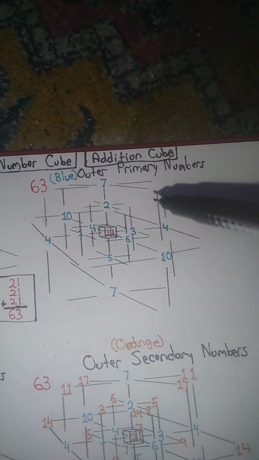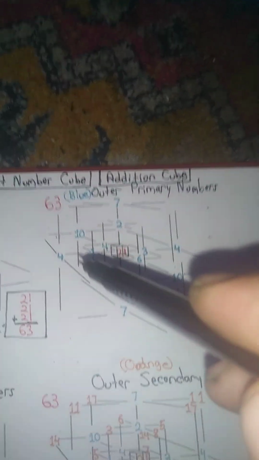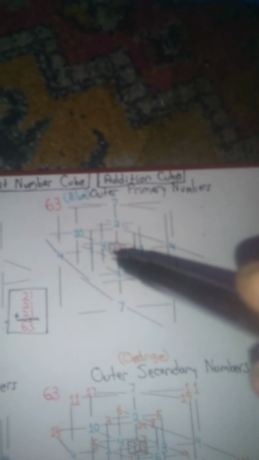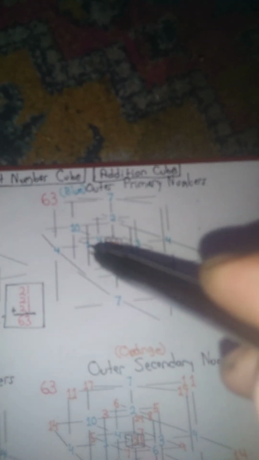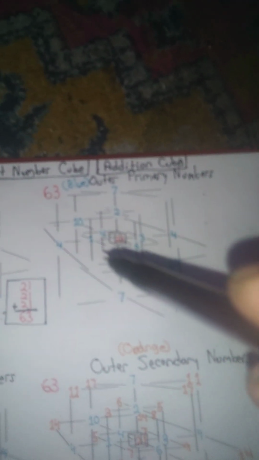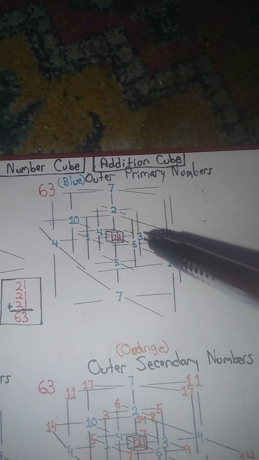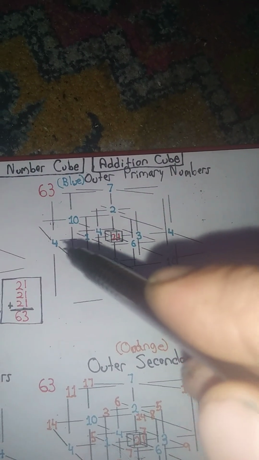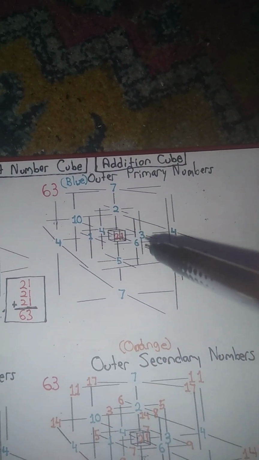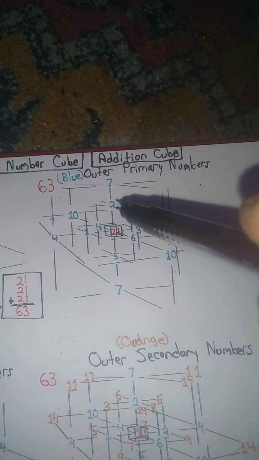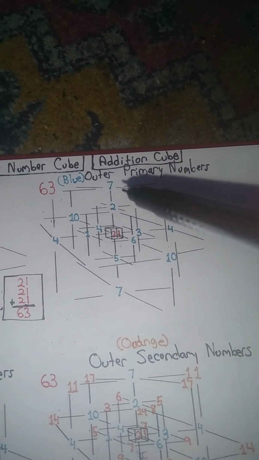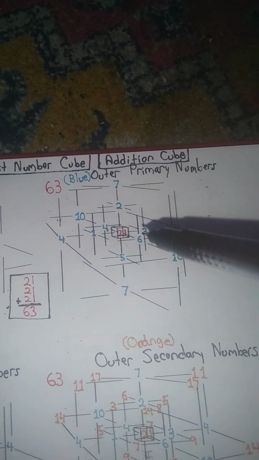Then you do the outer primary numbers, which is using the commutative property to say that 1 on this side and 3 on this side is 4, and 4 equals 4 on both sides. 4 and 6 is 10 on both sides. 2 and 5 is 7 on both sides. You keep the 63 and the 21 there.